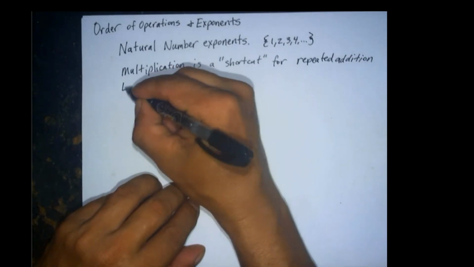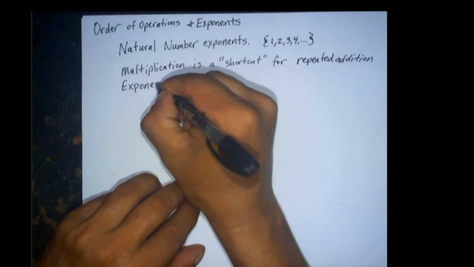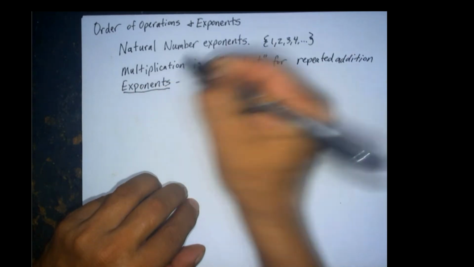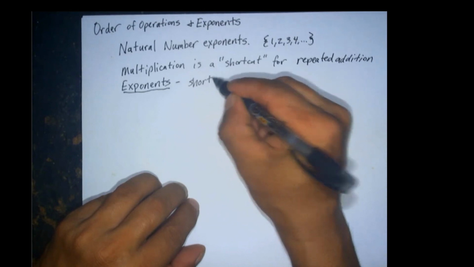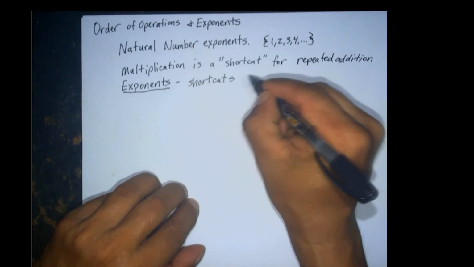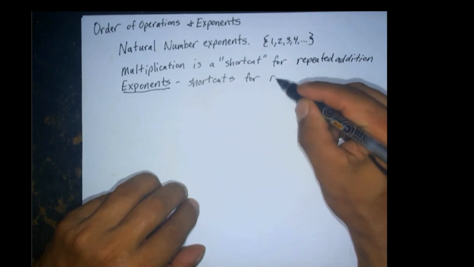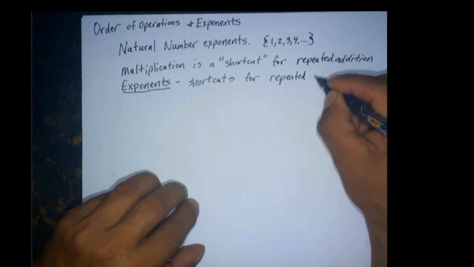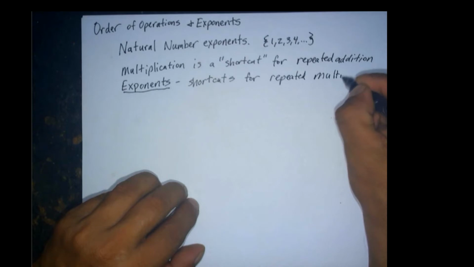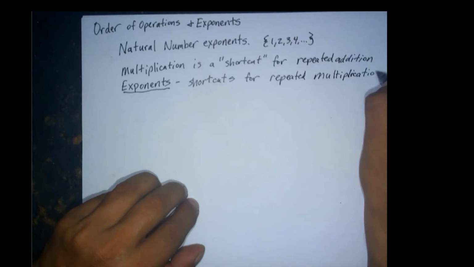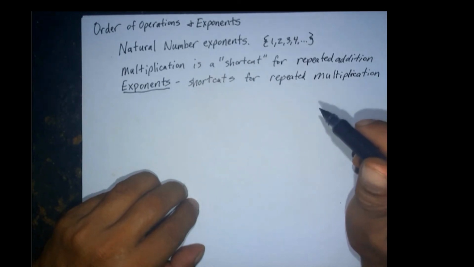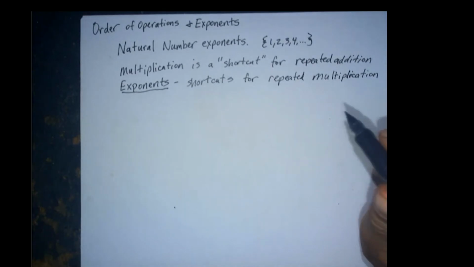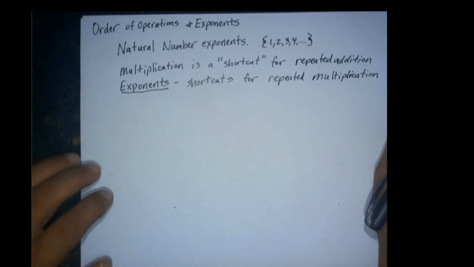Similarly, exponents are shortcuts for, guess what? Take a guess. Shortcuts for repeated multiplication? Very good. Multiplication. We've only done 4 operations so far, so it's not addition. It's got to be repeated division. Doesn't make sense. Well, it can. It's kind of repeated division too. We'll get to that later, but it's repeated multiplication.